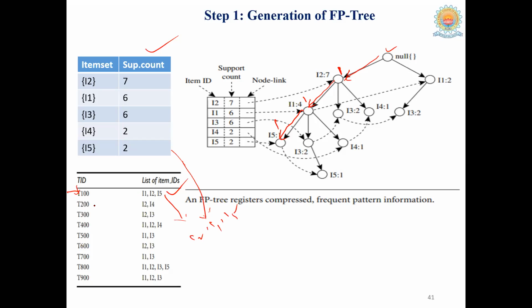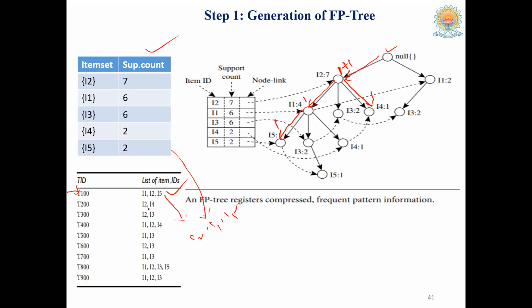Coming to the next transaction, I2, I4. We already have I2 as a direct link from the root node, so we just need to increase the count here, and from that I2 to I4. There is no I4 yet, so now we need to draw the I4 here and mention the count as 1. Like this, we need to trace each and every transaction and draw the tree from the transactions.